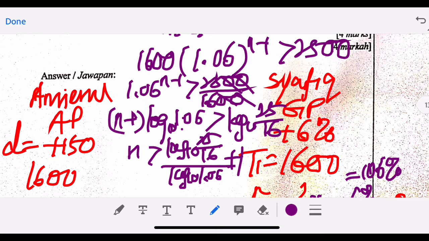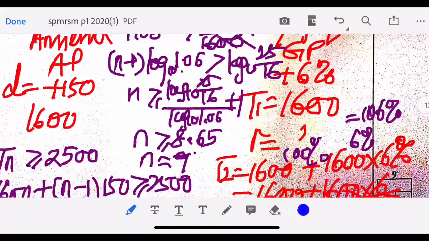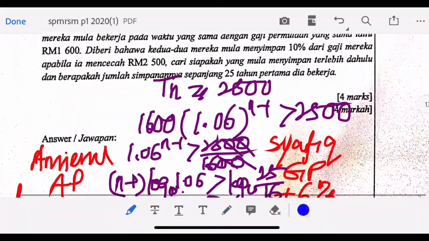All right, so you get 7.65, right, and we have to plus 1, so it seems like n is more than 8.65, so it's around 9, because n is an integer. It takes about 9 years for Shafiq to achieve 2500.